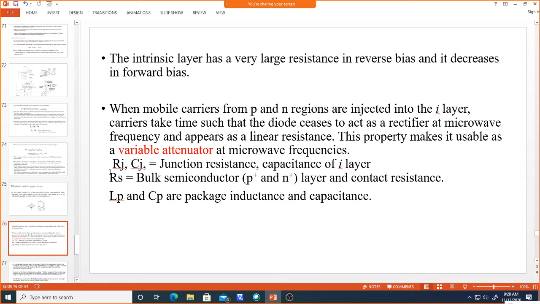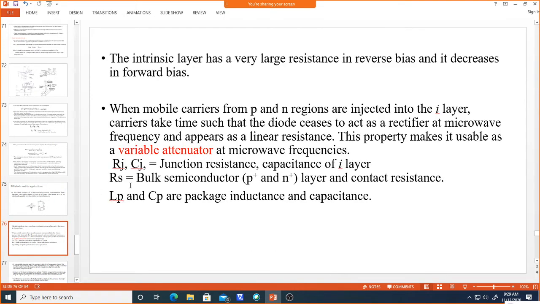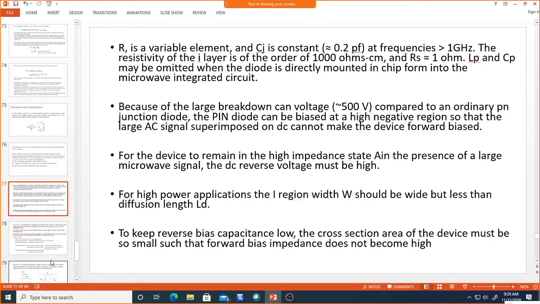So you can see the equivalent circuit: RJ and CJ are the junction resistance and capacitance, and RS is the series resistance, the bulk semiconductor layer and contact resistance. LP and CP are the inductance and capacitance of the packaging. Now R is a variable element and CJ is a constant, approximately equal to 0.2 picofarad at frequencies greater than 1 gigahertz.